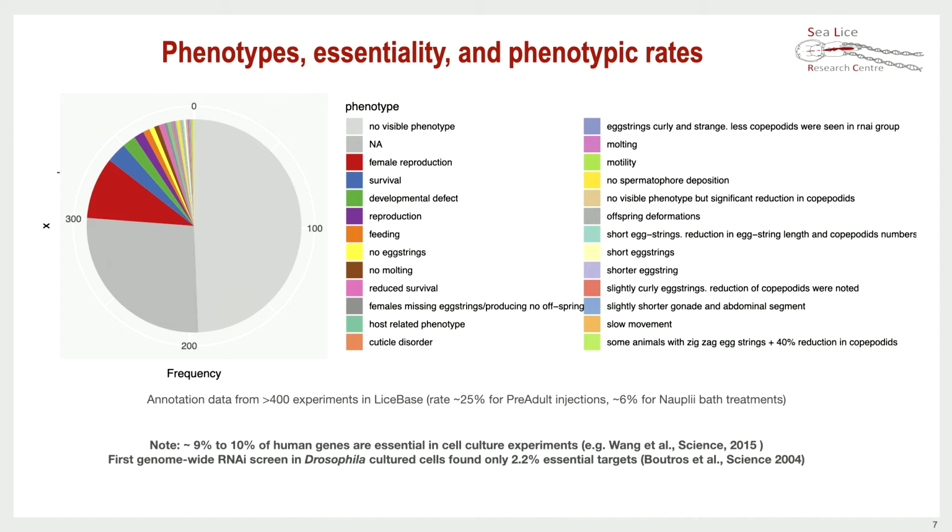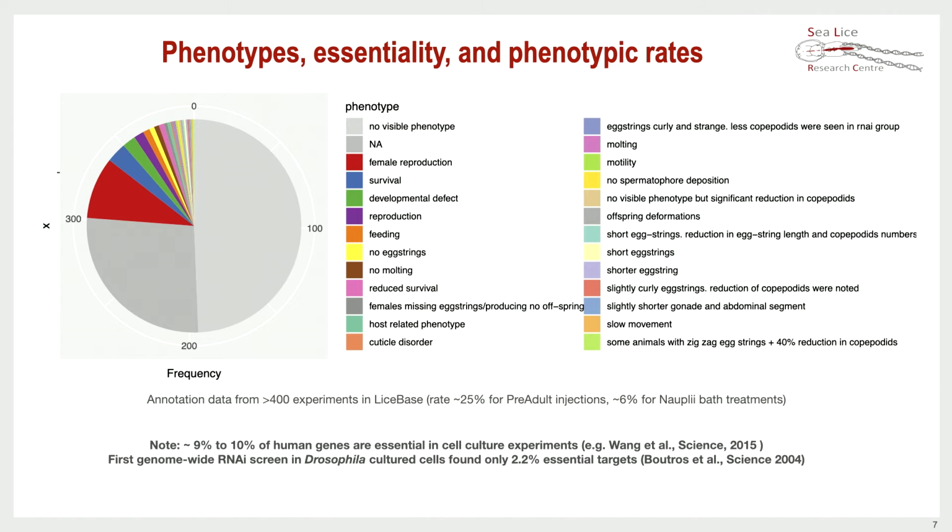So the phenotype success rate is approximately 25%, right? That's already quite good. In nauplii, it's only about 6%, seemingly, for the bath treatment. But that's still quite good, right? Because when you look at human genes, for example, 9 to 10% are believed to be essential. And there was a big genome-wide RNAi screen in Drosophila culture cells; they found only 2.2% essential double-stranded RNAs that really showed a change in phenotype. So, I mean, this is done by the outstanding expert in the field, so the choice should be great, right?